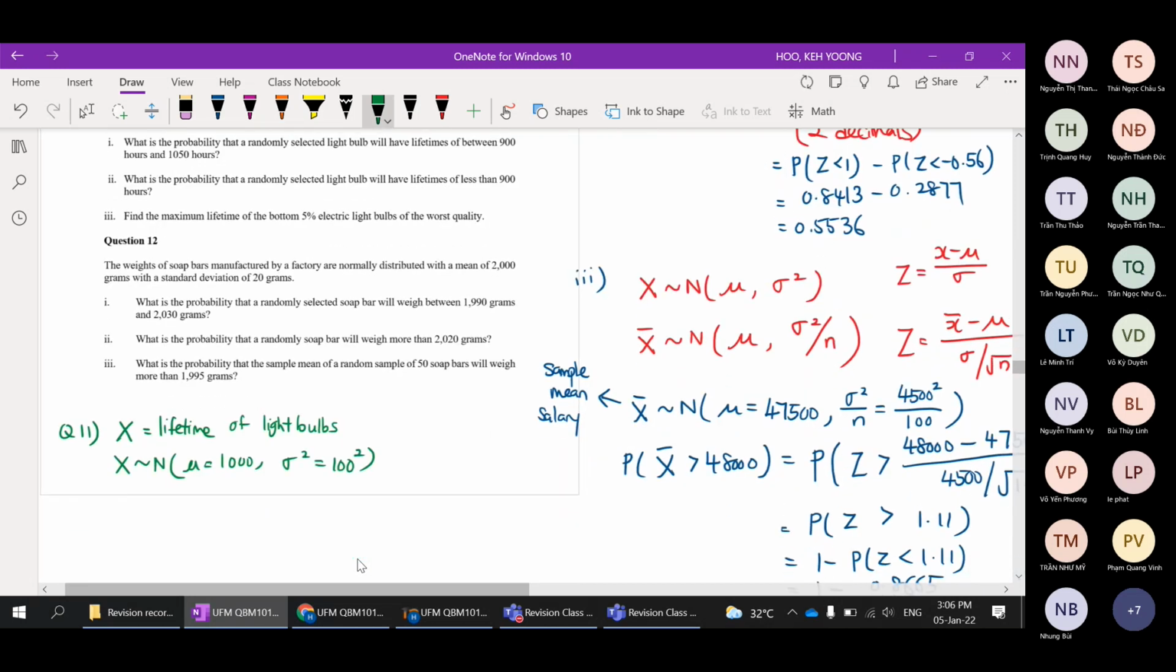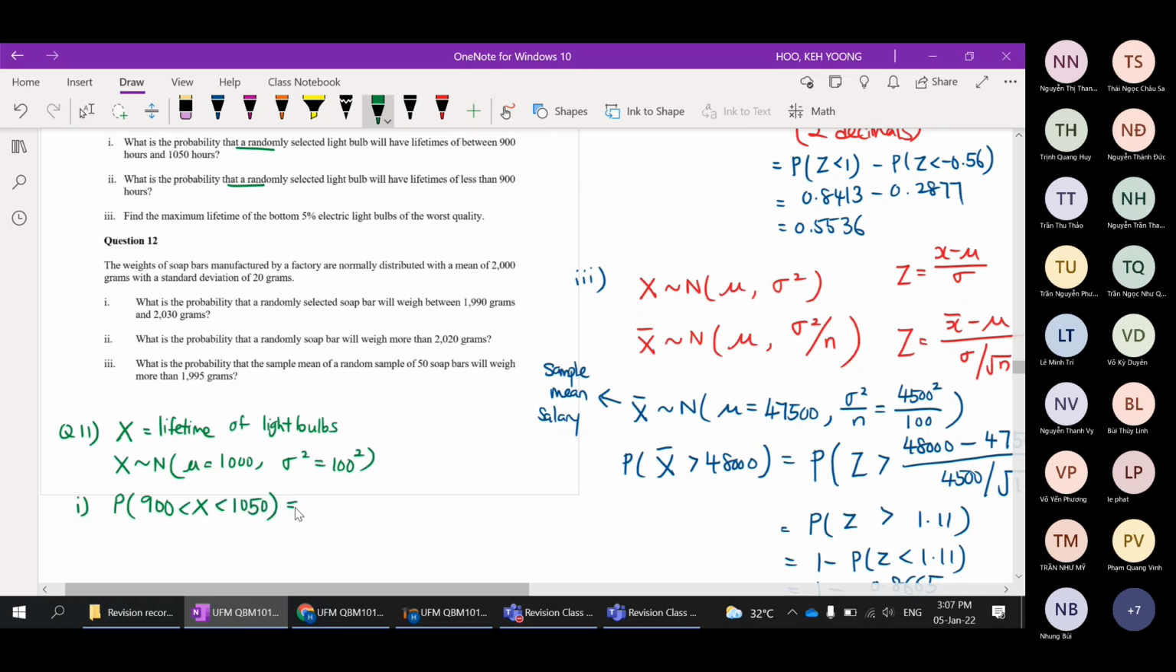Okay, so find the probability that a randomly selected light bulb has a lifetime between 900 and 1,050. This is for one light bulb, so you will use X, not X bar. X bar is used when you want to find the probability for a sample mean, for a group of items or people. Right now you don't have a group of light bulbs, just one.